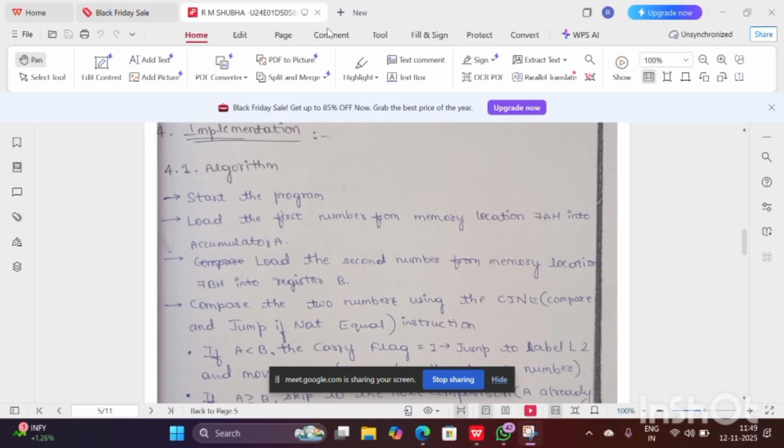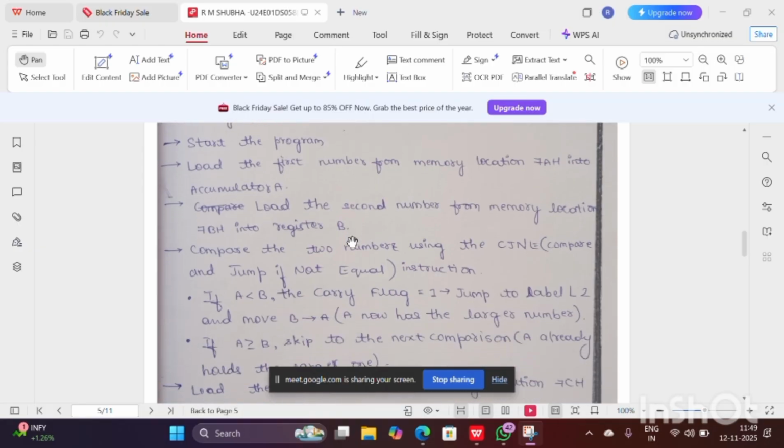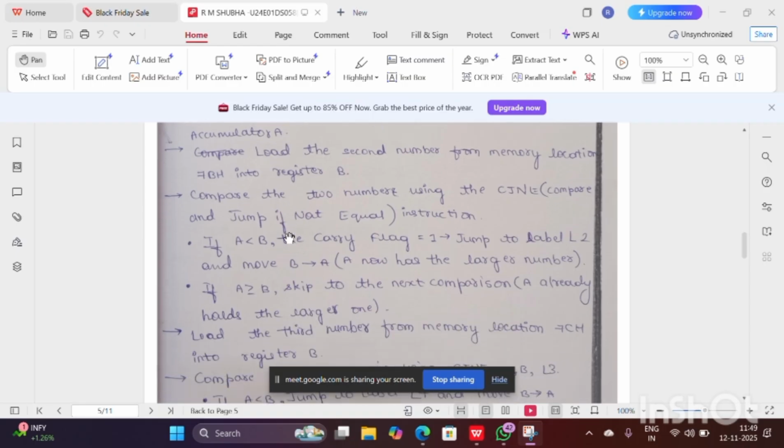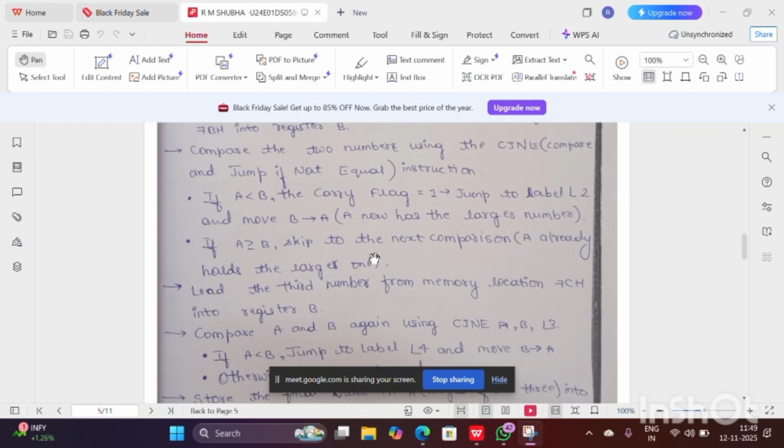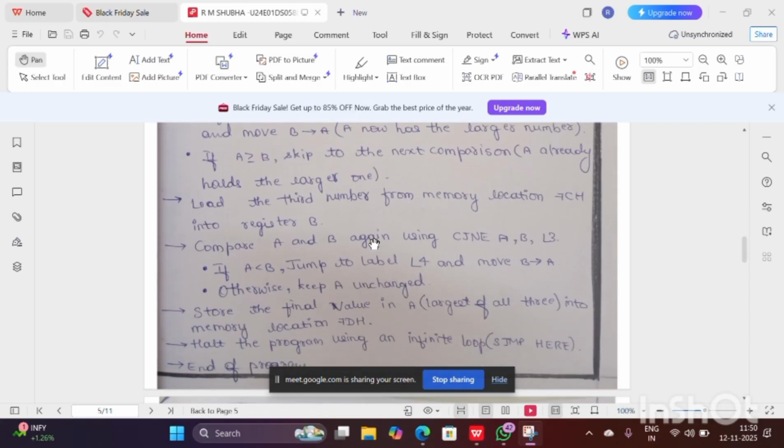First, start the program. Load the first number from 7AH into accumulator A. Load the second number from 7BH into register B. Compare A and B using CMP B. If A is less than B, move B into A. Load the third number from 7CH into register C. Compare A and C using CMP C. If A is less than C, move C into A. A now holds the largest of all three. Store A into 7DH, then stop the program.